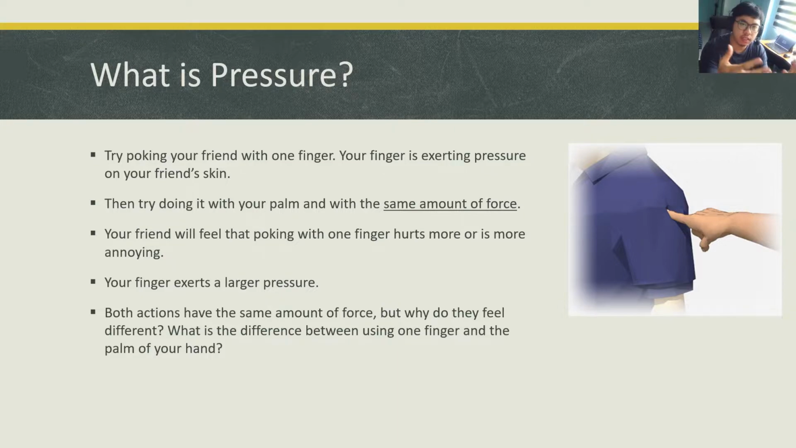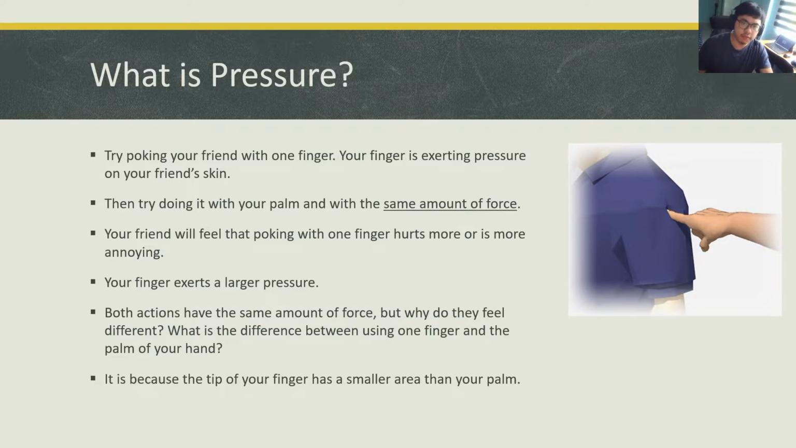So when you're doing these two actions, you're not really exerting too much force. You are giving the same force. You're pushing the finger and the palm in the same way, but why do they feel different? One has more pressure and the other less. What is the difference between using one finger and the palm of your hand? And the difference is in the surface area. The tip of your finger has a smaller surface area than your palm.